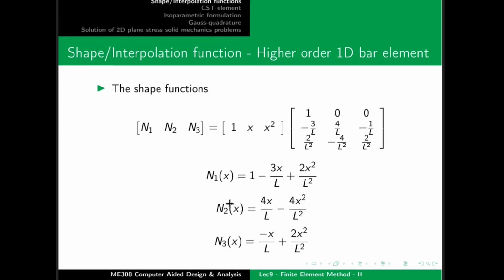Each shape function can be calculated: 1 minus 3x by L plus 2x square by L square, 4x by L minus 4x square by L square, and minus x by L plus 2x square by L square. In the next lecture we are going to extend this to the two-dimensional case. Thank you.